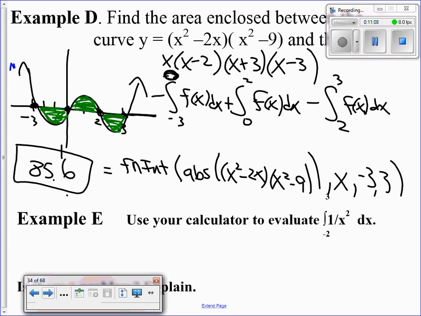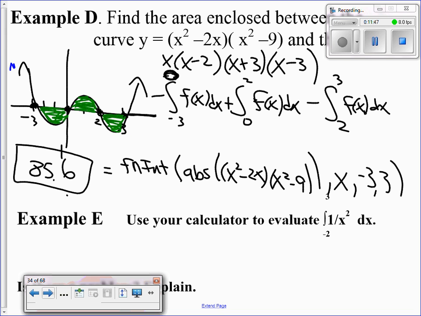Now, if you want to just use the calculator to get the total area enclosed, you could just put in your calculator as math 9, the absolute value of the function from -3 to 3. You don't have to break it up. You just go from the first 0 to the last 0, and that'll get you the total area enclosed. But if you want to do it without the calculator, you need to have 3 separate integrals, which are going to get you the areas of the 3 regions, and then you'll add them up like that.